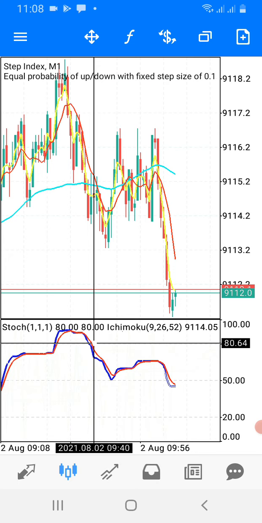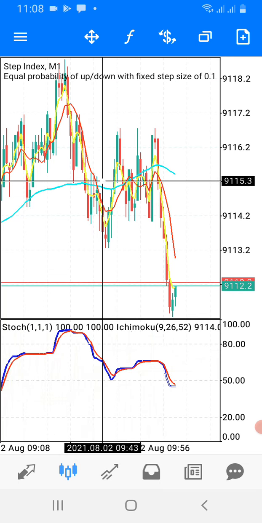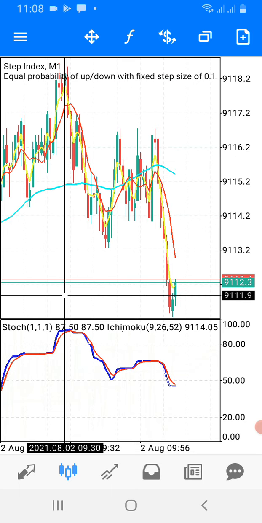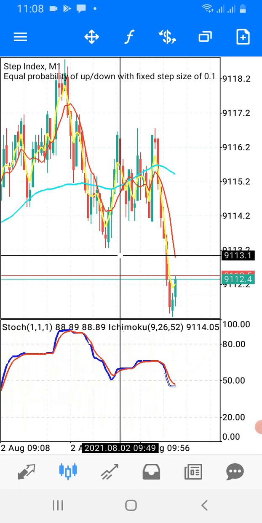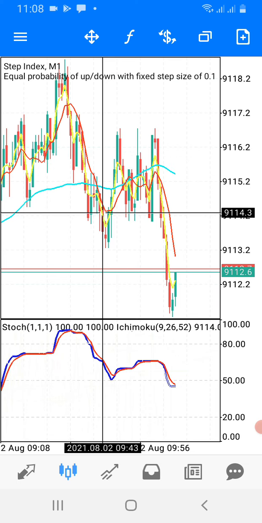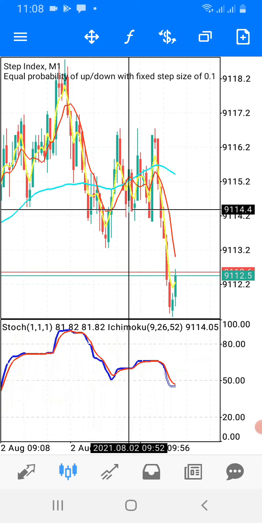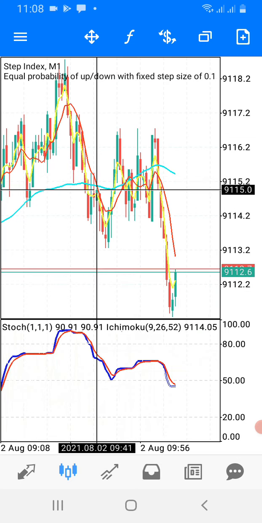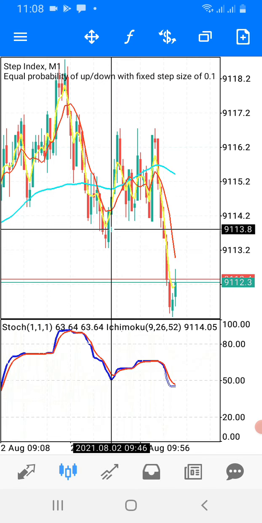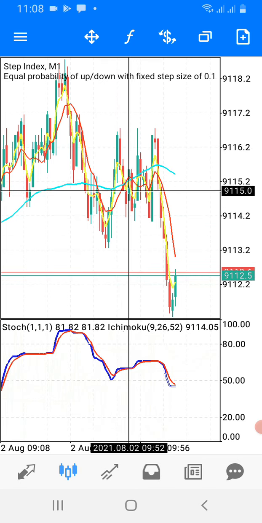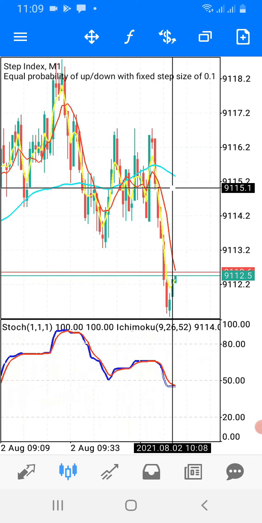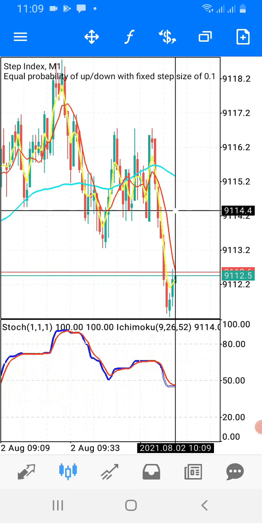The last one is that the red moving average should be above the yellow moving average. Yes, the red moving average should be above the yellow moving average. Look, the red was above the yellow one at the point they crossed. Because of this pullback, it came under. Look now, guys, it crossed. The red moving average crossed the yellow moving average.